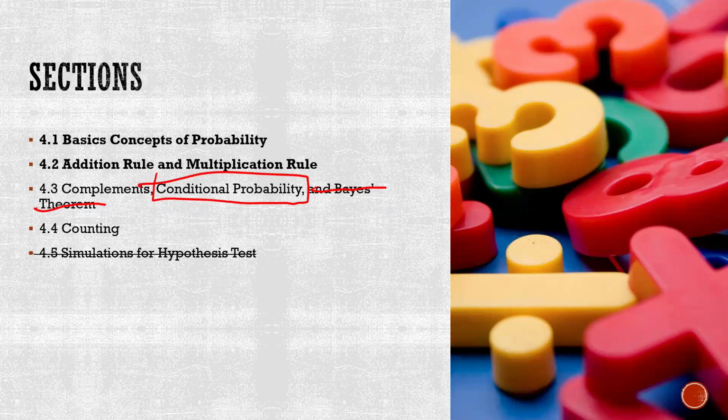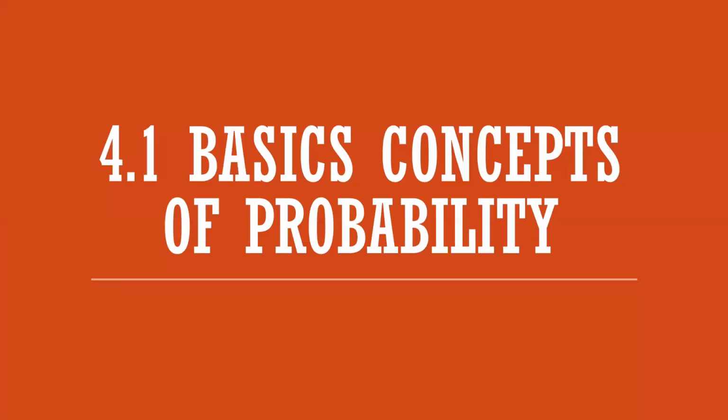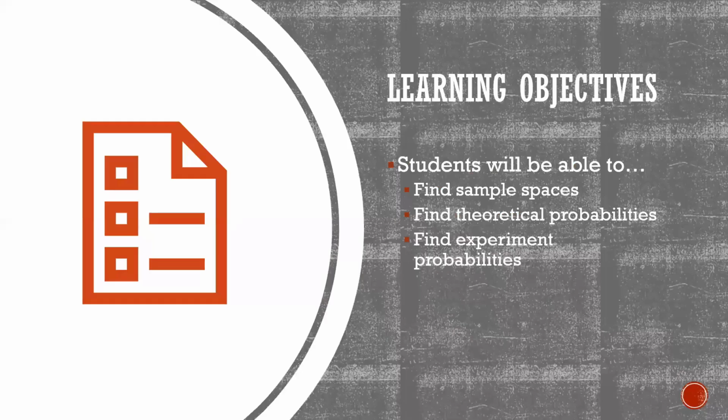Okay, basic concepts of probability. This section, I apologize, is going to be a little bit boring, because a lot of these sections are just giving you basic tools. Things that you will actually work on that will be interesting come in later sections. So we're mainly going to focus on some definitions. You're going to find the sample space of something, and then we're going to work on theoretical probabilities mostly, and a little bit on experimental probabilities.